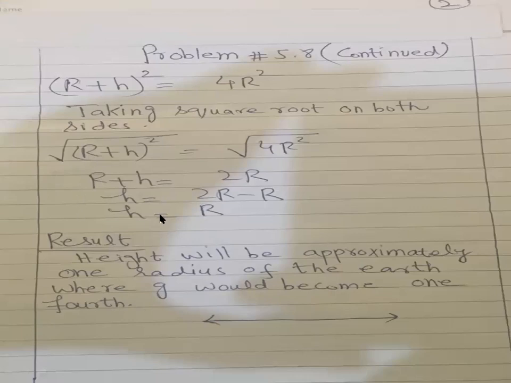If the height is 1 radius, then the value of g will become 1/4. So in this numerical, he asked us at what altitude the value of g becomes 1/4 of that on the surface of the earth. So if our height is 1 earth radius, then our value of g will become 1/4 of the value of g on the surface of the earth.